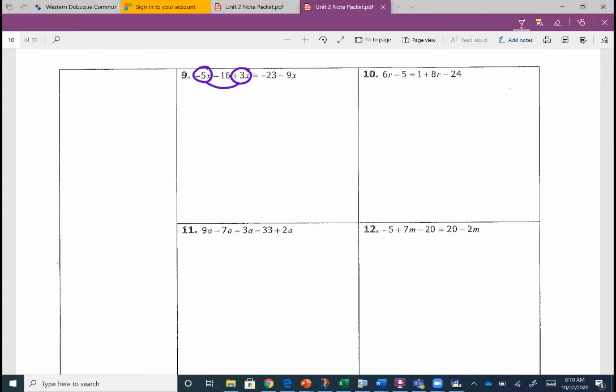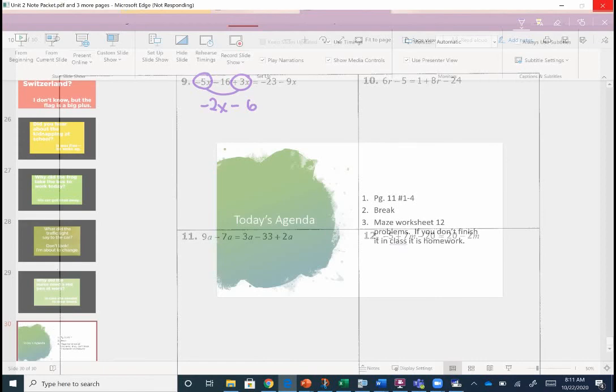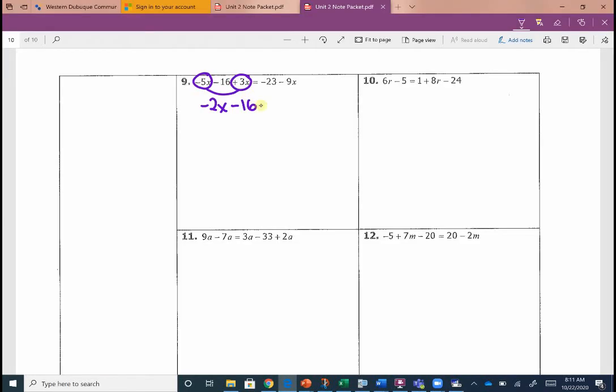We've got the negative 5x and a positive 3x on the left side. They're on the same side, so we don't do anything opposite with them. We combine them as is. So negative 5, positive 3 gives me a negative 2x. And then I still have a minus 16 left. Equals my right side. There's nothing I can combine over there. The negative 23 and negative 9, they don't both have x's, so I can't put them together.